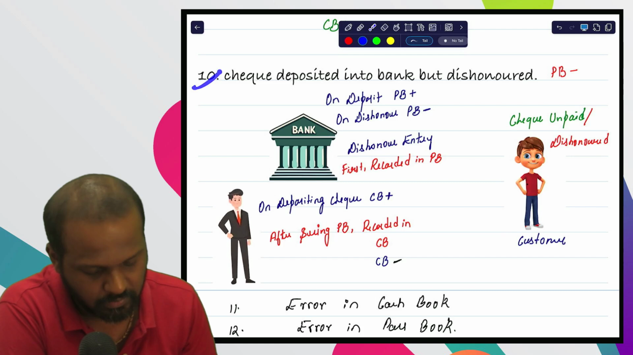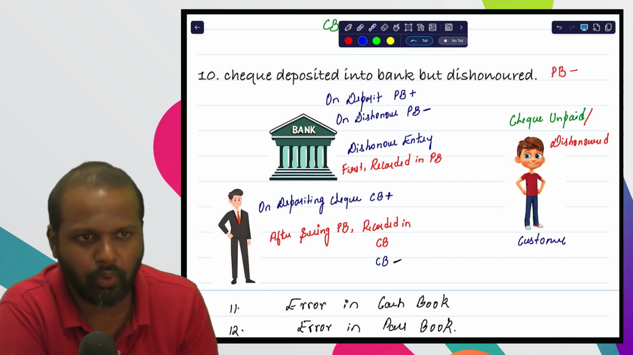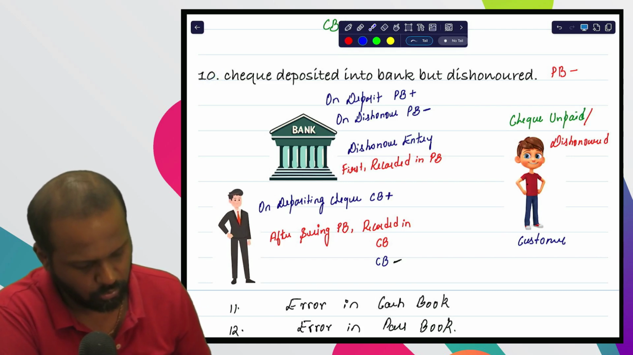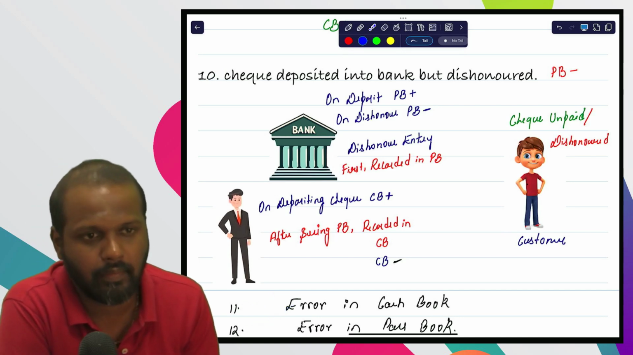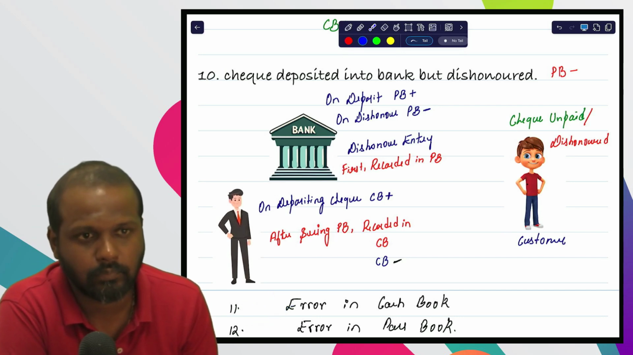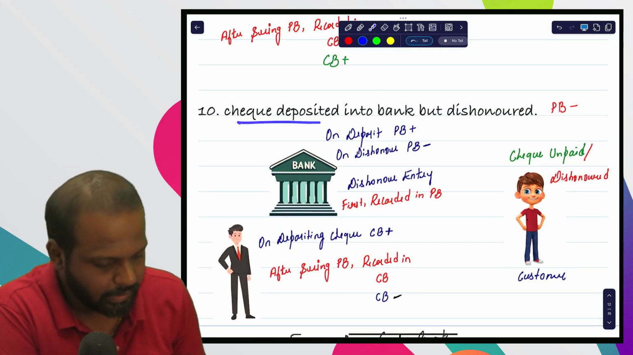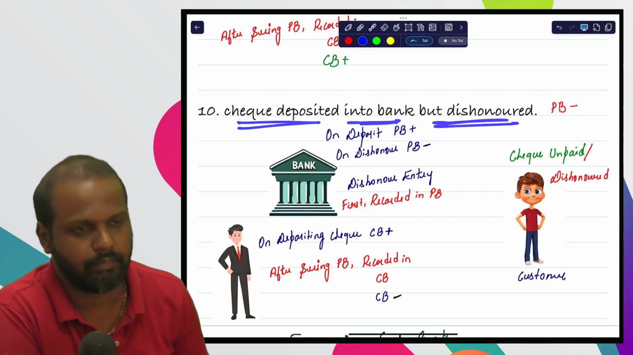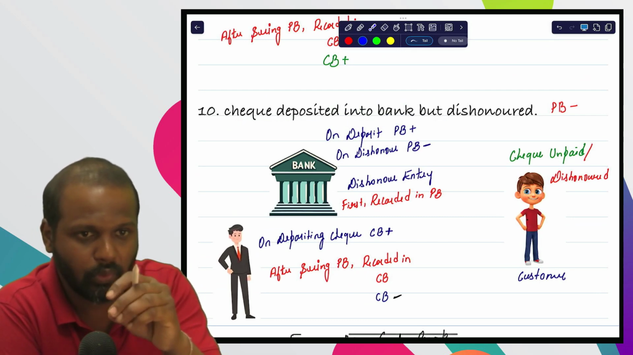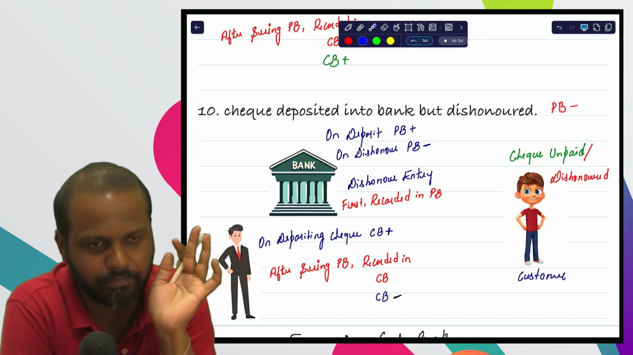Now understand this last important point. After that, just two small things are there, 11 and 12. Now understand, check deposited into bank but dishonored. Check is being deposited into the bank but it has got dishonored.